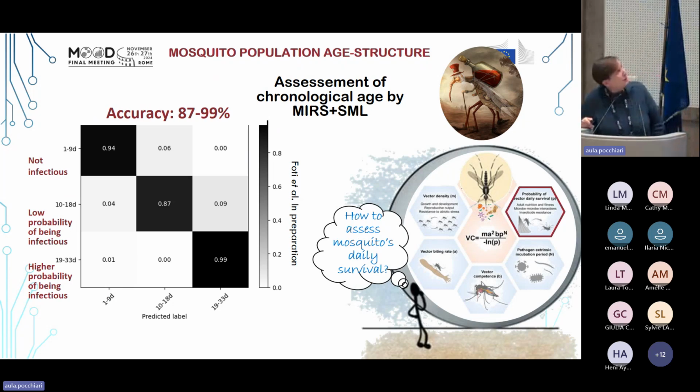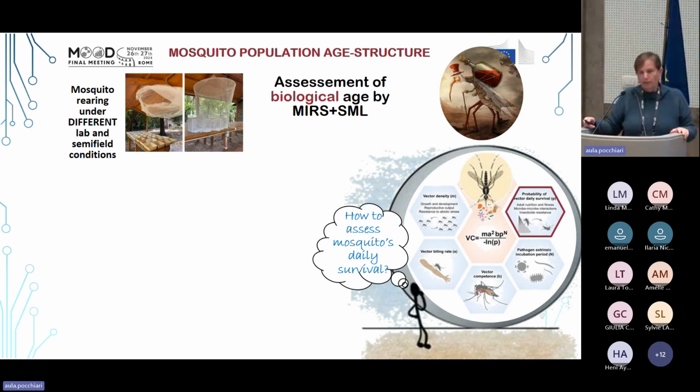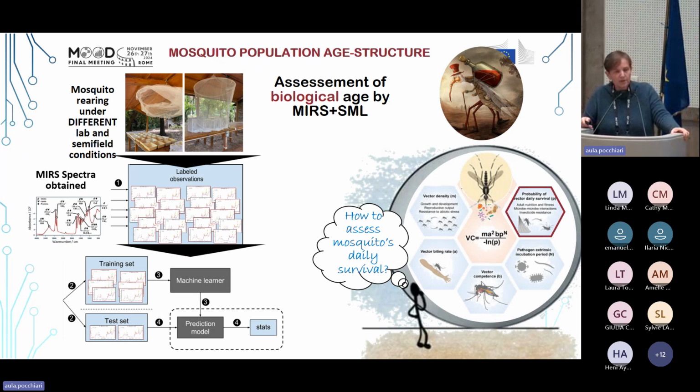So we have obtained quite high accuracy in determining the age of 3 large age groups, which we define as: for sure not infectious, low probability of being infectious, and higher probability of being infectious, based on different ages. With this approach we are already working on the next phase, which is to determine not the chronological age, but the biological age, which depends on the ecological conditions, and will provide, if successful, a better estimate of the probability of daily survival, which is what we need to establish the risk of transmission. And this is in progress.